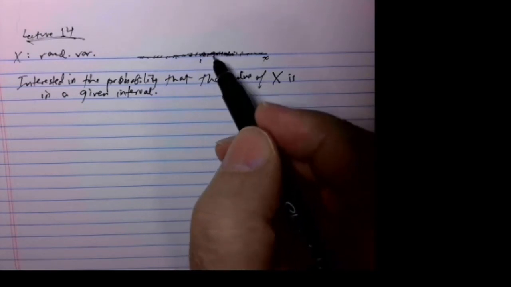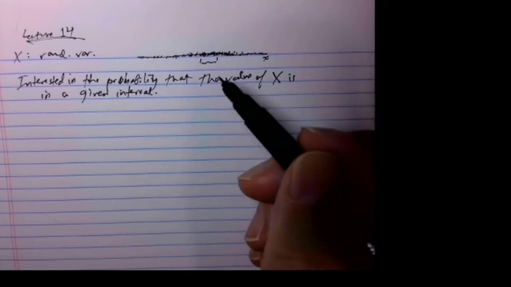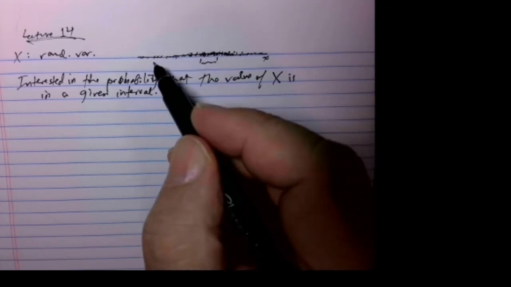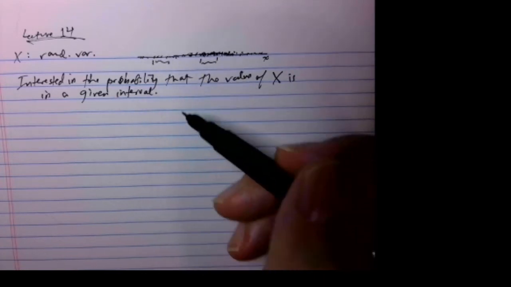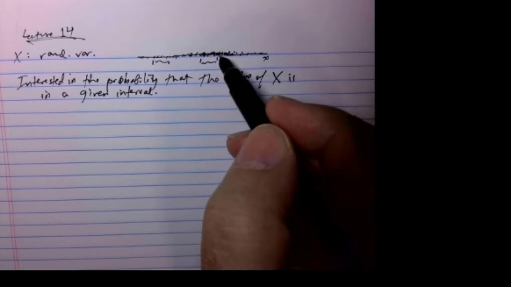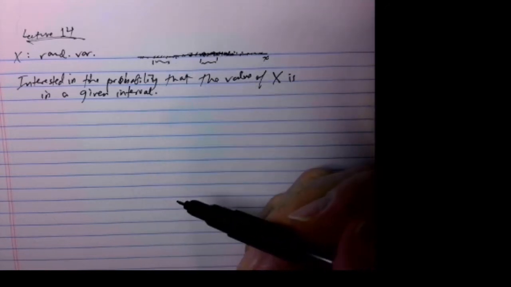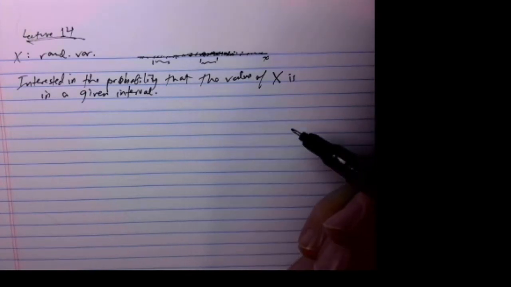If you were to pick this interval right here, there are a lot more possible values of x in there than there are in an interval over here of the same size, but farther away from the middle. So you would say that it's much more likely that the value of x is in this interval than in this interval.